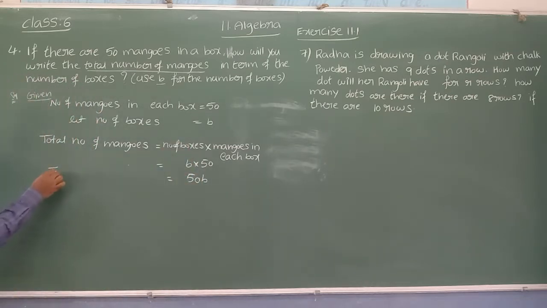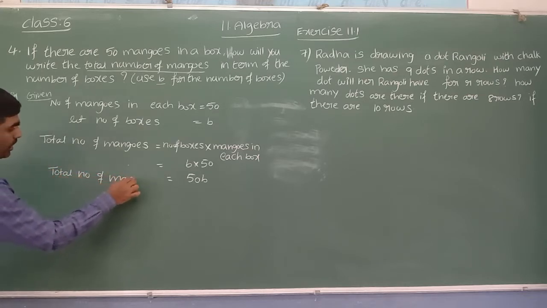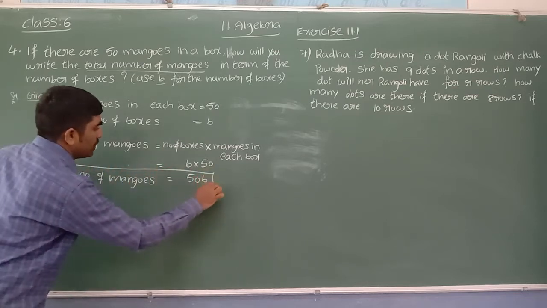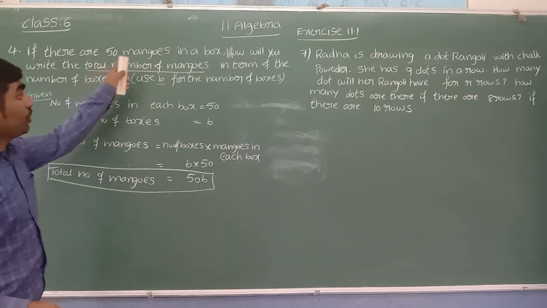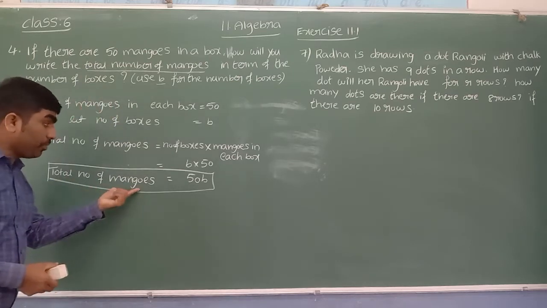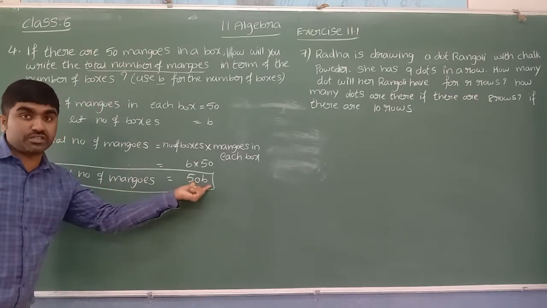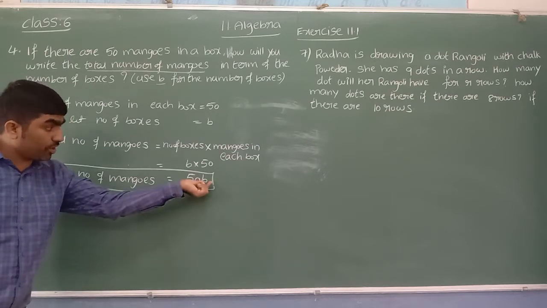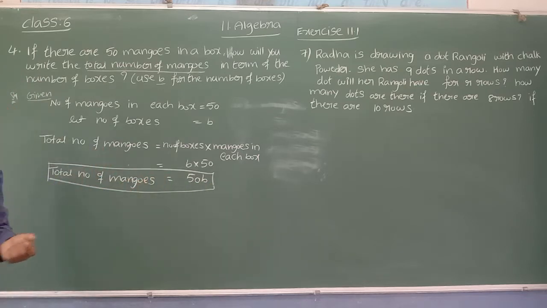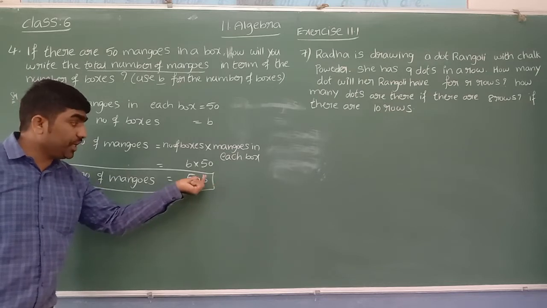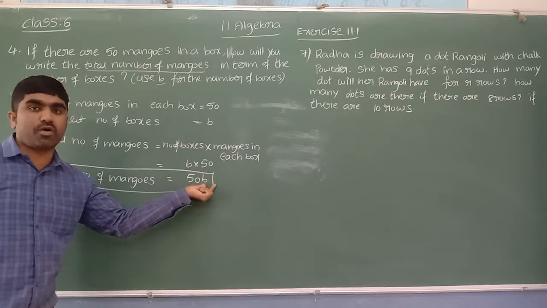So here we can see the total number of mangoes is equal to 50B. What did the question say? How will we write the total number of mangoes in terms of the number of boxes? In terms of B. What is meant by B? The number of boxes. If you know the number of boxes, we can find the total number of mangoes. Suppose you have 3 boxes, 50 into 3. B is nothing but the number of boxes. Right?